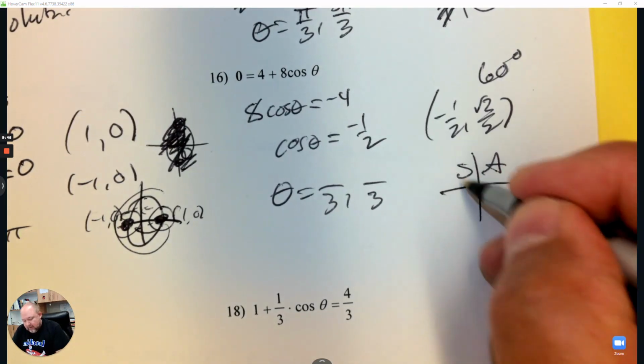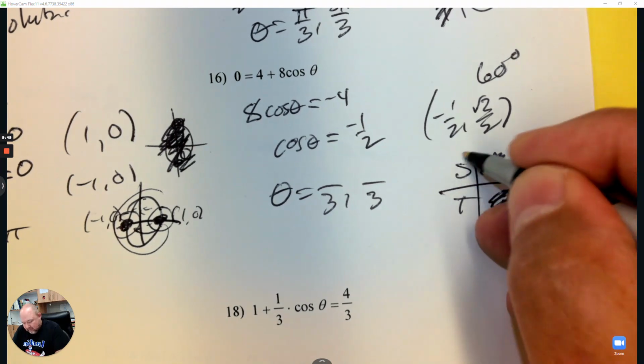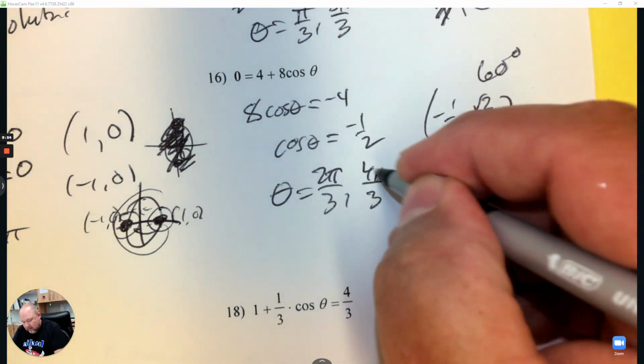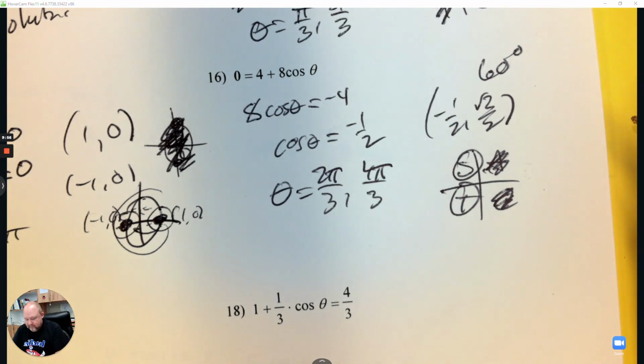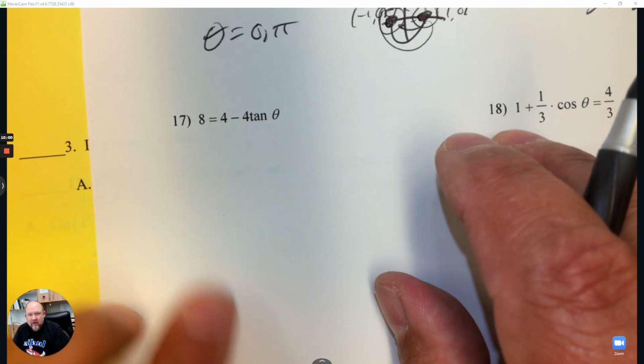What quadrants are we in? Because cosine is negative. So not here and not here. So these are the quadrants they're in. So in quadrant number 2 and in quadrant number 3. We're there. 2 more left. I want to solve here.